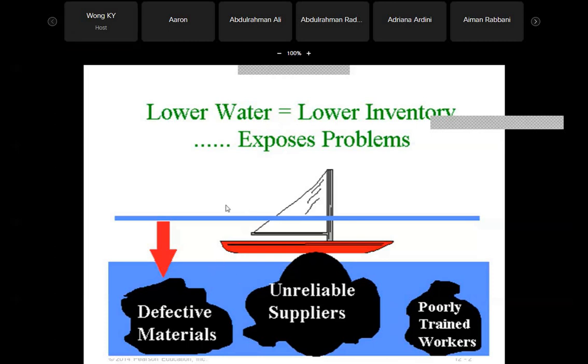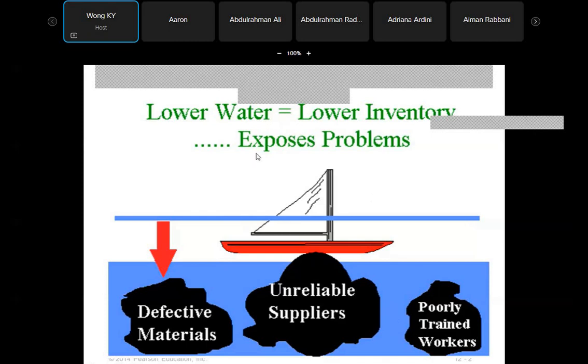Okay, so this is the overall message that this photo is trying to convey to you. A lower water level means a lower inventory level, and as a result, it helps the company to expose where the problems are.